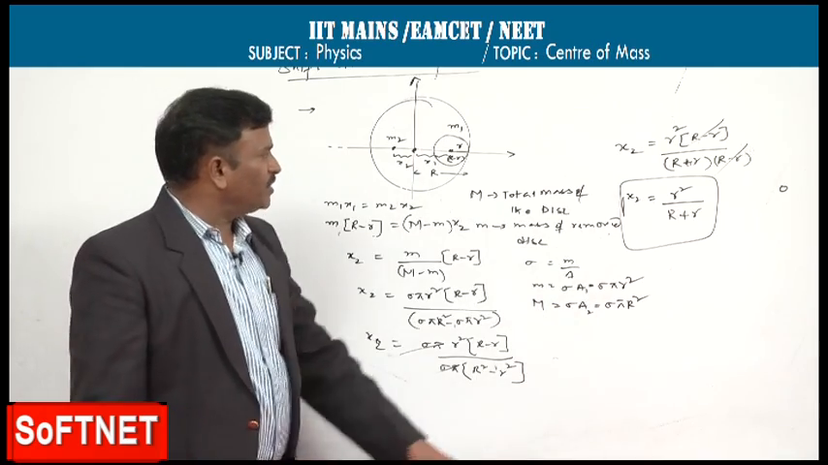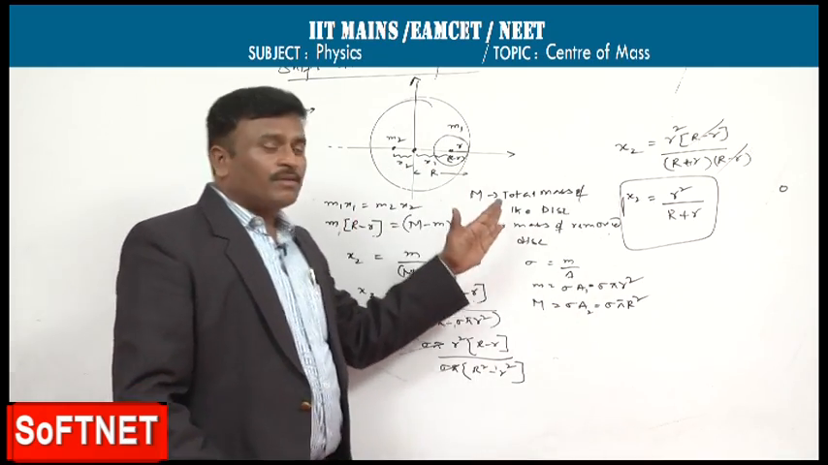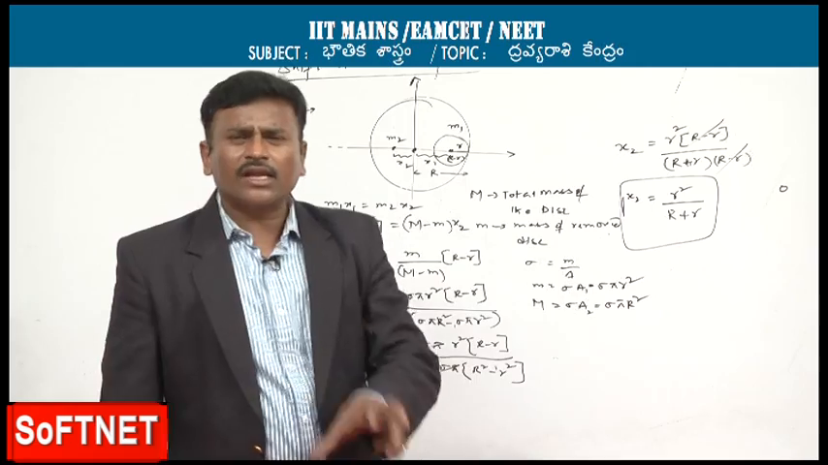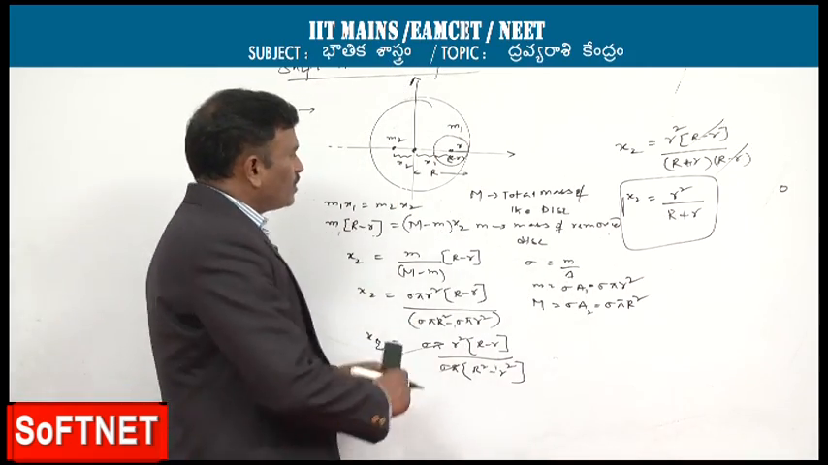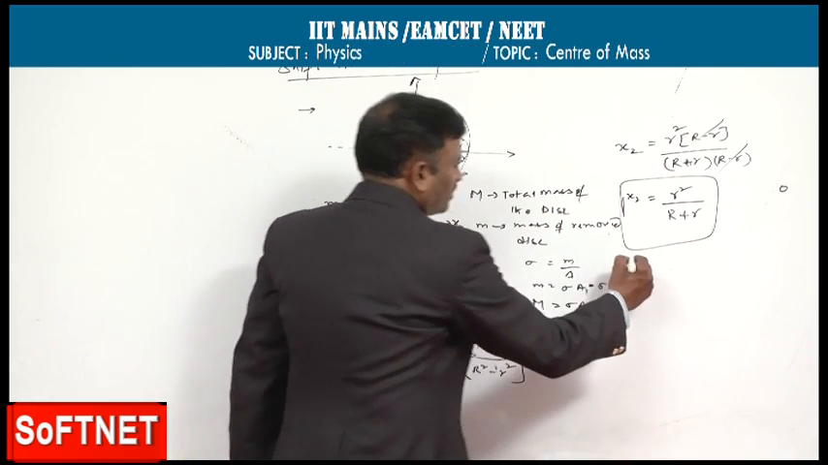It is an expression for the shift in center of mass in the case of a circular disk portion removed from the big disk. Right. Now let's take an example based on this one. Example.